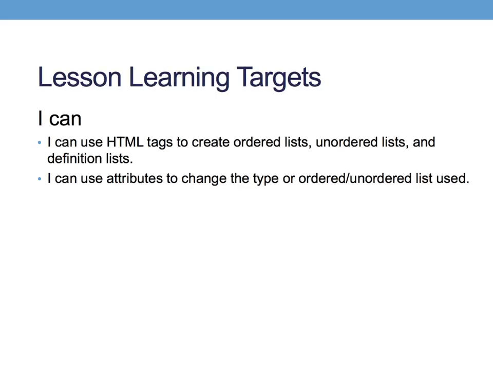So our learning targets for this particular lesson are that we can use HTML tags to create ordered lists, unordered lists, and what are called definition lists. So we'll look at 3 different types of lists, and then we'll also be able to use attributes to change the type of ordered or unordered lists on our screen. So those are the 2 main things you should take away from this video.